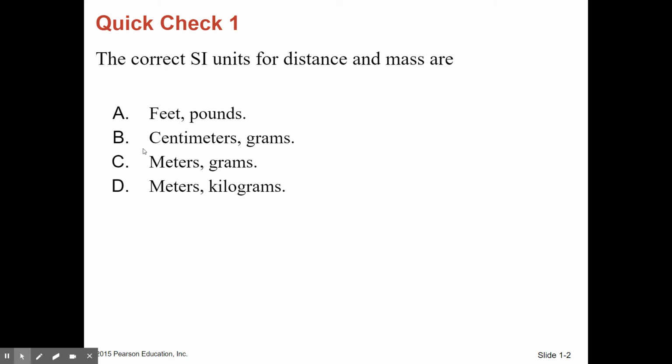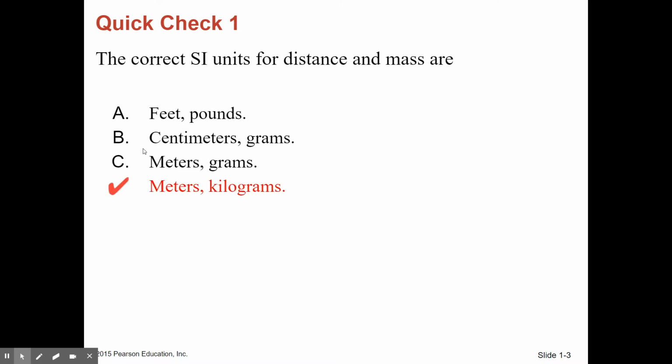Before we get started, I just wanted to go through a little check from what we talked about last week, which was the metric system, the SI system. The correct SI units, which again is the metric system, for distance and mass are. Which one, A, B, C, or D, do you think is the correct units for distance and mass in terms of physics and what we will use in the physics classroom?